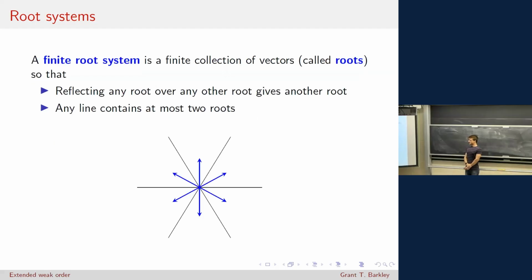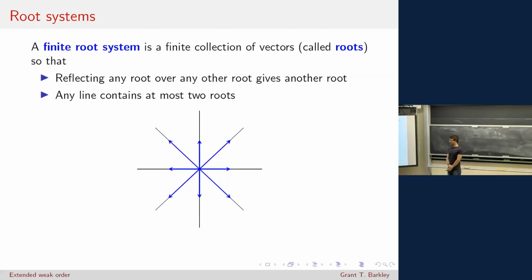Okay, so what is a root system? It's a collection of vectors called roots, such that if I reflect any root over any other root, then I get another root. And I'm also going to ask that any line contains at most two roots. So we end up with these highly symmetric arrangements of vectors. The blue arrows are the roots here, and I've also drawn the hyperplanes orthogonal to the roots separately in black.